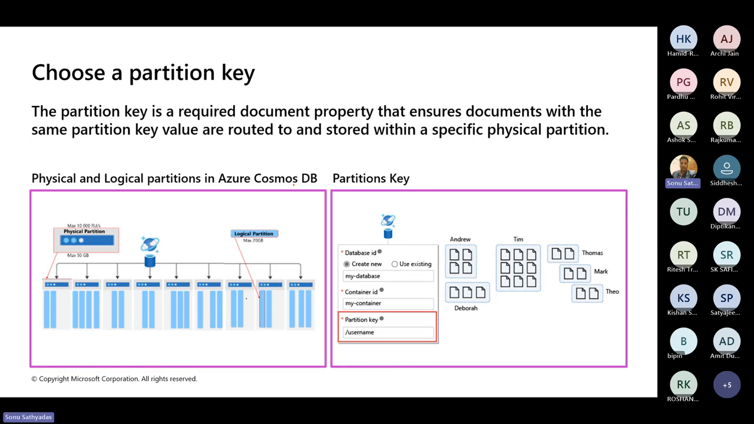Next is choosing a partition key. So what is partitioning? When we talk about partitions, there are two types of partitions we use in Cosmos DB. One is a logical partition, another one is a physical partition. Physical partition means a storage disk you can consider. So one disk can store maybe 100 GB data or 1 terabyte data or 100 terabyte of data. So that one disk is one partition.